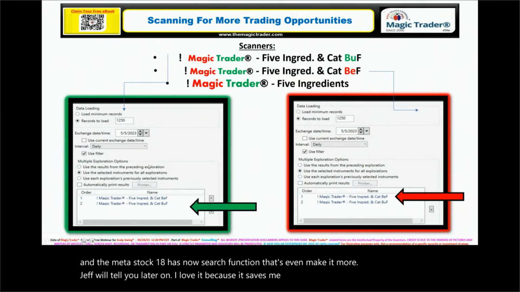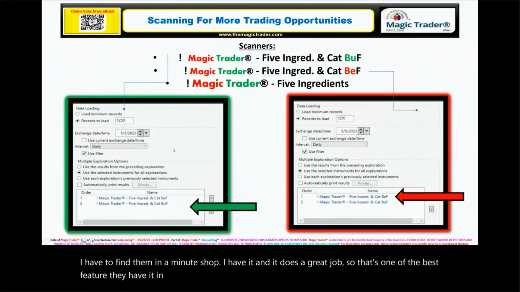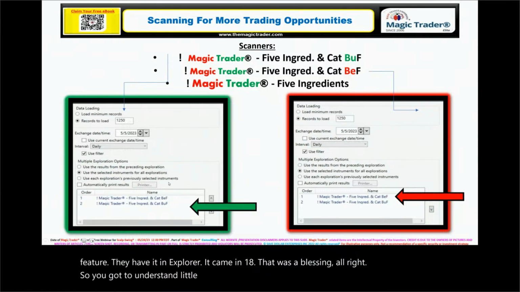I got 800 Explorers. Now it's 1,000. I have to find them in a minute, so I have it, and it does a great job. So that's one of the best features they have in Explorer. It came in 18. That was a blessing. All right. So you have to understand little things help you to trade better.